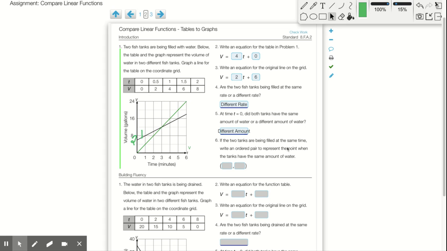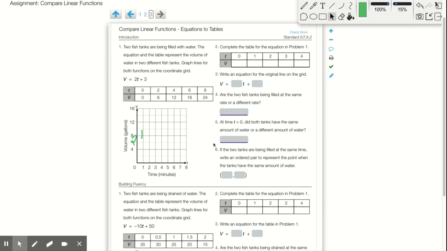If the two tanks are being filled at the same time, write an ordered pair to represent the point when the tanks have the same amount of water. So they have the same amount of water here where they meet. And that is at time 3 minutes, and they will have 12 gallons. So x was 3. This is the x-axis. And 12. Let's check our work. Correct.